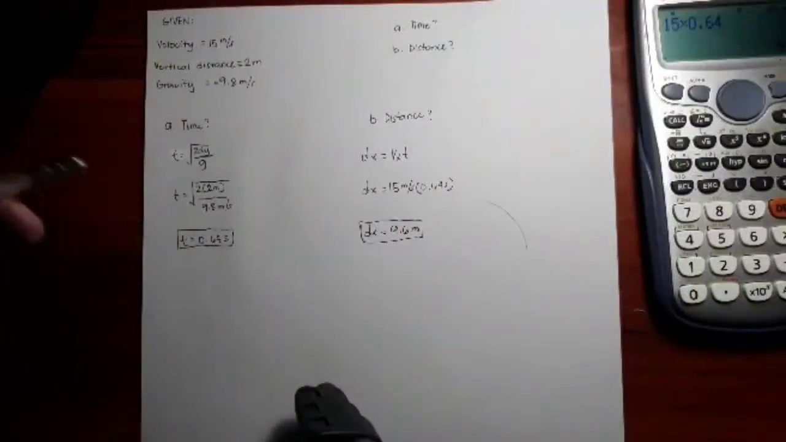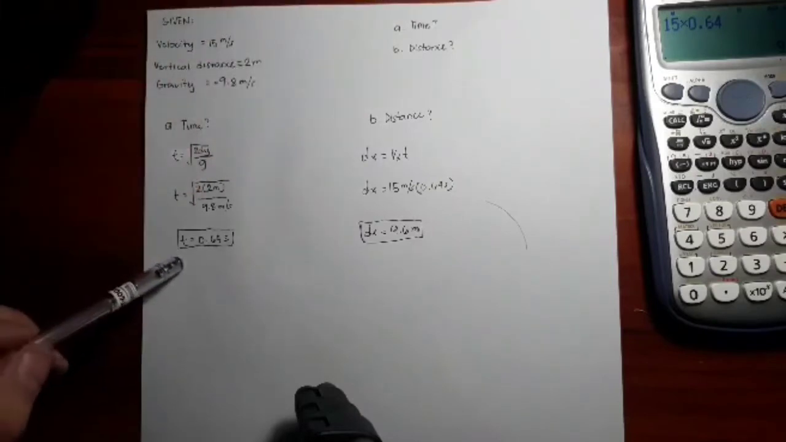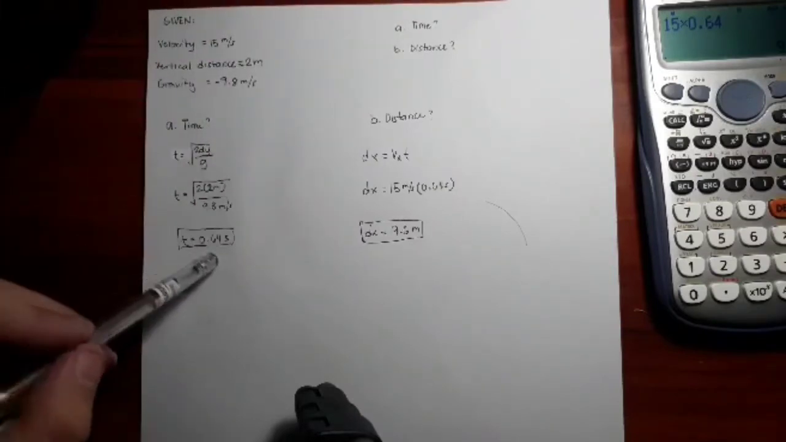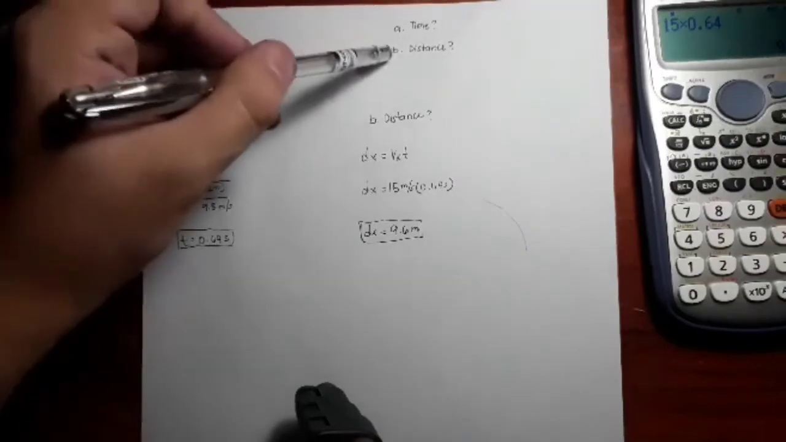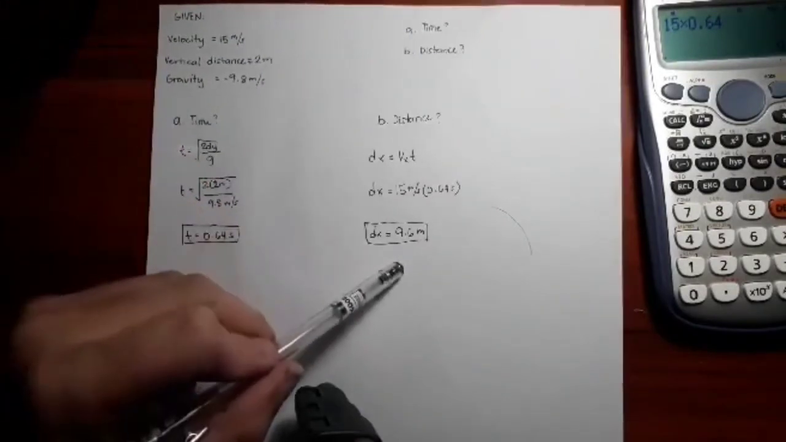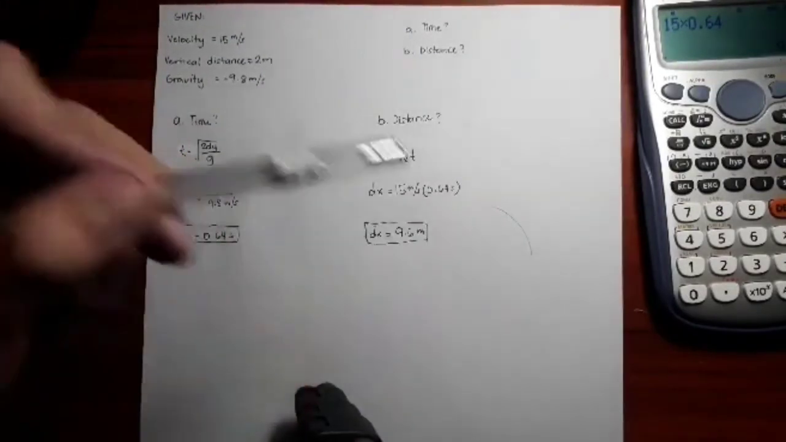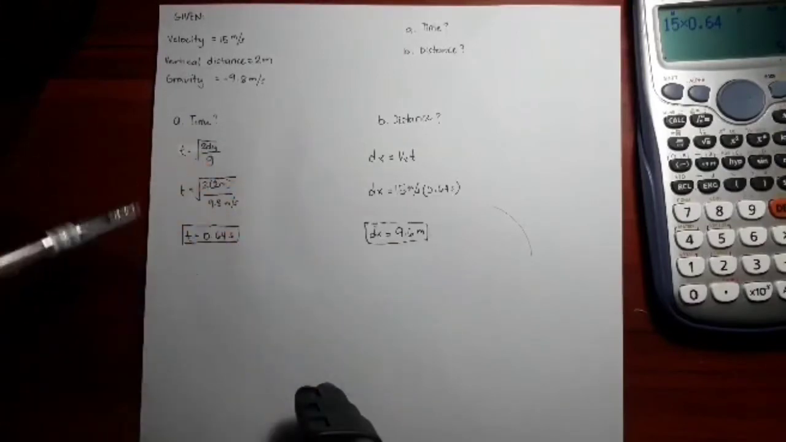So all in all, to answer our letter A, which is time, the ball traveled 0.64 seconds before it hit the ground. And to answer our letter B, which is distance, the ball traveled 9.6 meters before it hit the ground. So these are the solution and the answers to our very own problem.